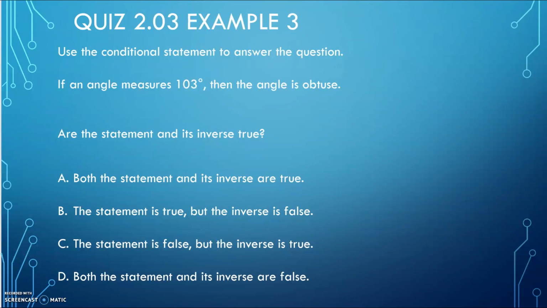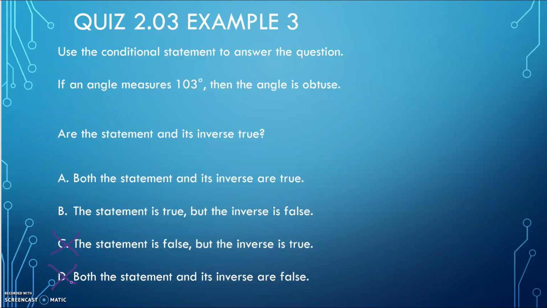The statement is true. An obtuse angle is just bigger than 90 degrees. 103 is bigger, so we know that this statement is true. So we can eliminate this one and this one. Now we just need to know if the inverse is true.